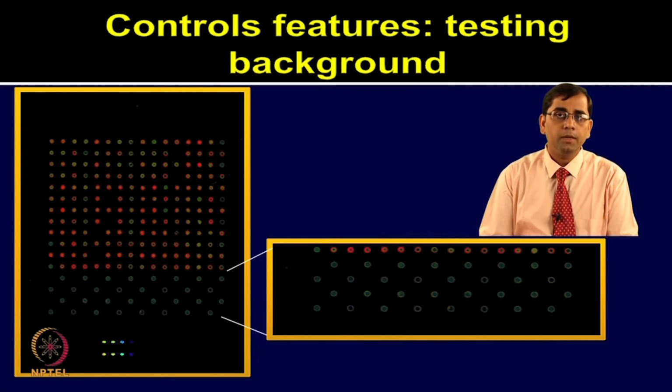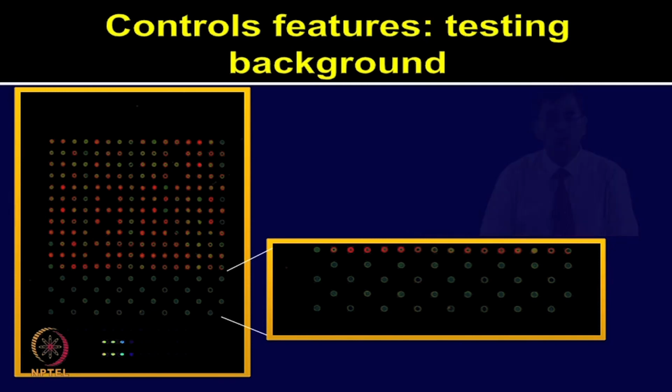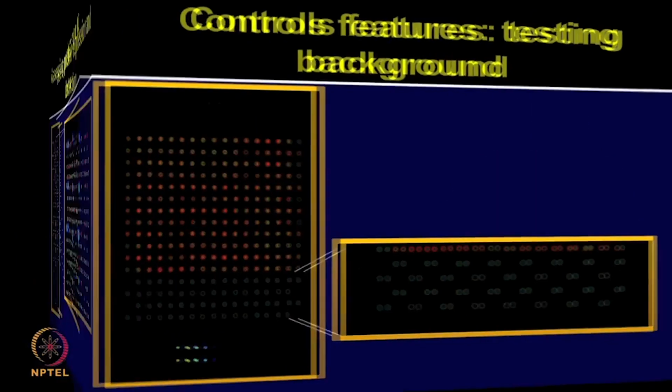Now, to test the background, you need to have certain control features. Since we are talking about the NAPPA arrays, we are talking about clones containing GST tags. It will be a good idea to have different spots with GST alone. So, you can have the purified GST in a dilution series. You can use the dilution series of increasing concentration of purified GST protein for normalization and doing the calculation for the protein expression later on.